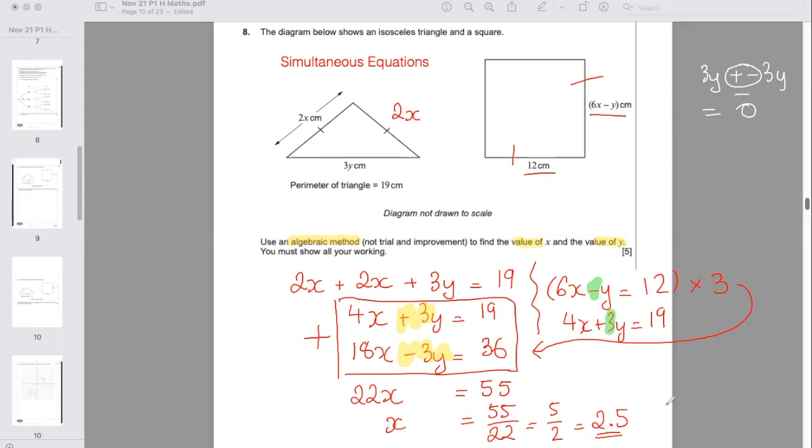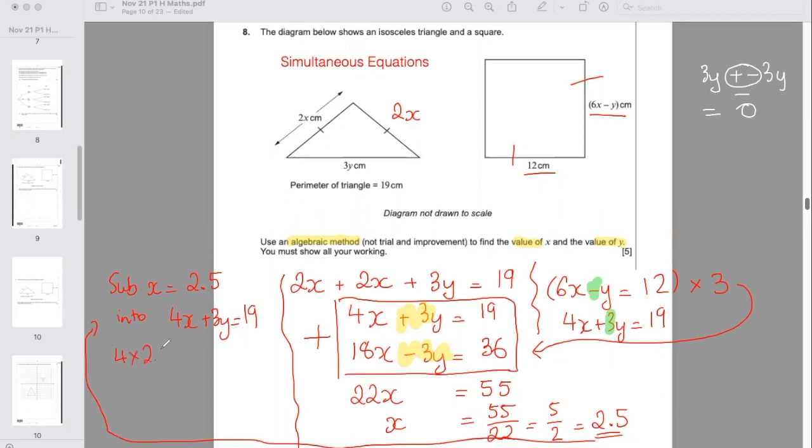Once you've got the value of x, to do the next step, I don't have space here, so I'm going to have to continue in here. What we're going to do next is substitute x equals 2.5 into one of them. So I'm going to use the smaller one, which is 4x plus 3y equals 19. Then you've got 4 times 2.5 plus 3y equals 19. 10 plus 3y equals 19. 3y equals 9 and y equals 3.